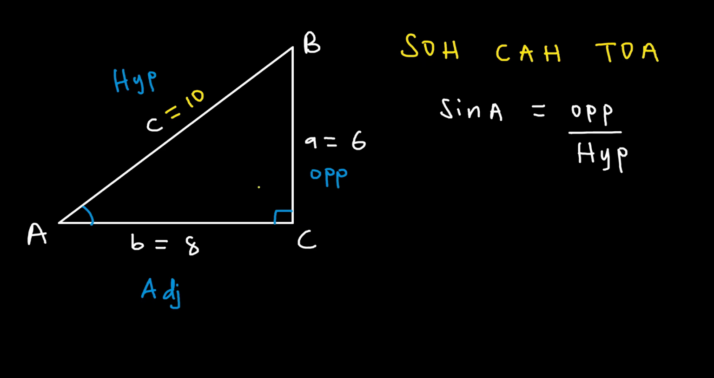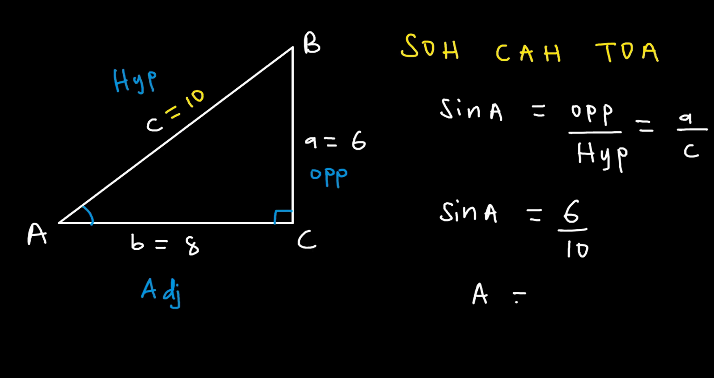Now notice that this changes based on the angle. For example, for angle B, the opposite would be this, side B. And then the hypotenuse doesn't change because it is the longest side. And then the adjacent would be this. So you have to pay attention to that. So if we use angle A, the sine of A will be equal to the opposite of angle A, which is A, divided by the hypotenuse, which is C. And so sine of A will be equal to A, which is 6, divided by C, which is 10.